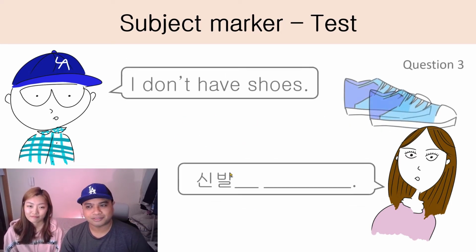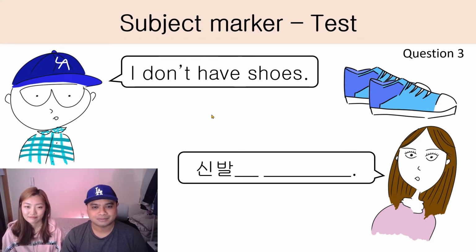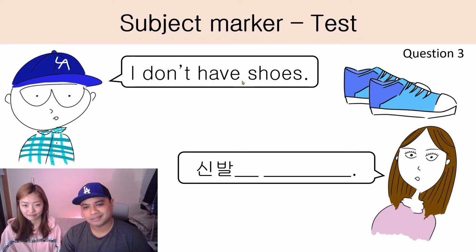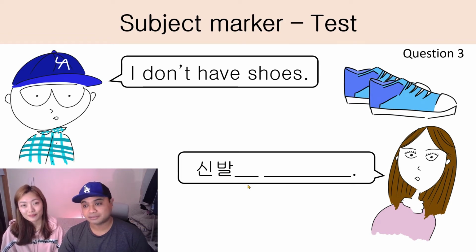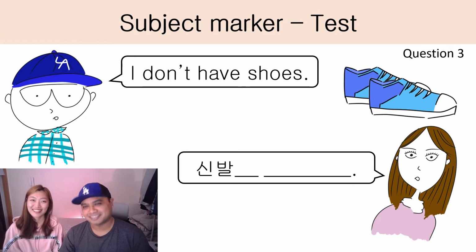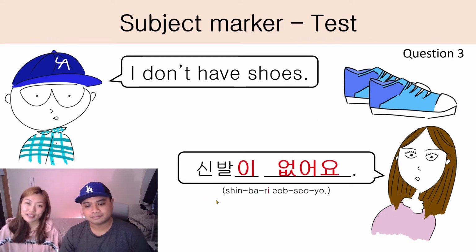Here's question number 3. Okay, this sentence says, I don't have shoes. To say shoes, you can say 신발, and this ends with a consonant. Because it ends with a consonant, you need to use 이, E. So, to say I don't have shoes, you need to say, 신발이 없어요. Yes.